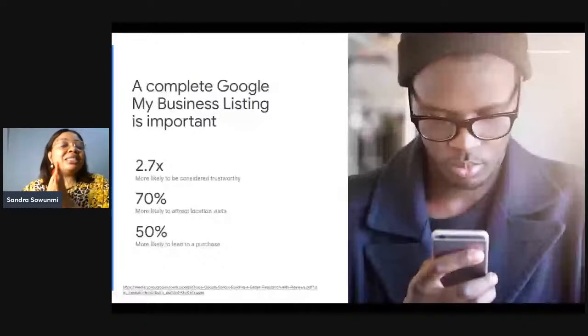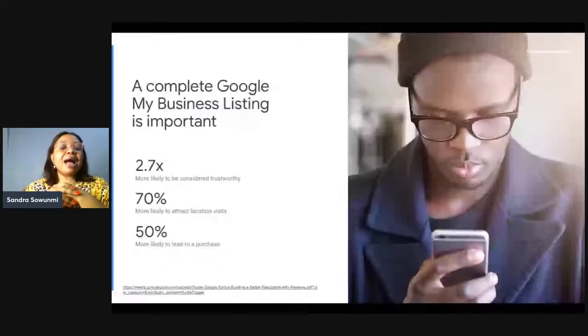Now, secondly, it says that 70% are more likely to attract location visits. That means you also have to add your address. So if you have a store or an office, ensure that your address is there so that people can actually come and walk in. They don't even need to contact you to get your address. Do you understand? They can easily just walk in and buy whatever they want to.